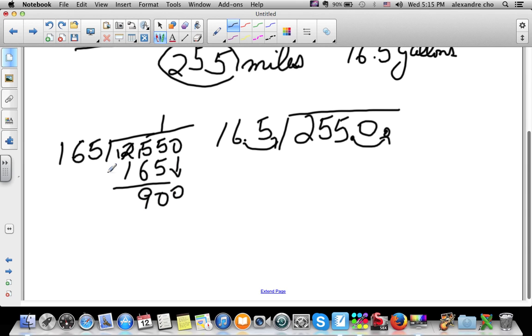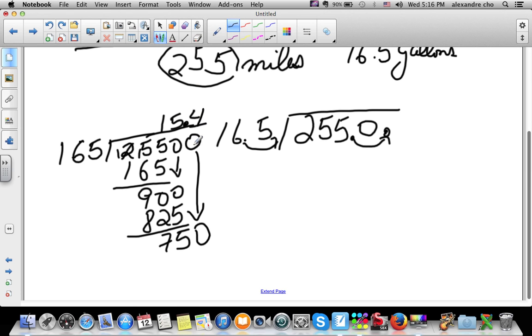165 goes into 900 about, I don't know, 5 times. And 5 times 165, according to my calculator, you don't think I'm really doing this in my head, right? It's 825. You subtract, you get 75. And what did that question say? To the nearest tenth. So let's go one more. We can bring a 0 down, but before we bring that 0 down, we have to add a decimal on the top. Careful. So 750. That's about maybe 4 times. 165 times 4 is 660.